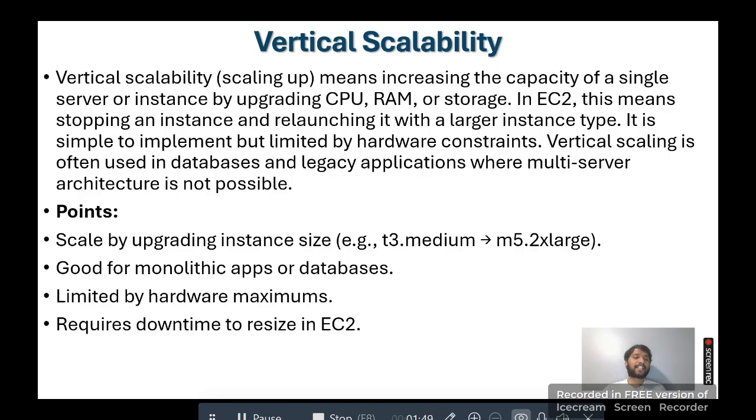Points: scales by upgrading instance size. Good for a monolithic app or database. Limited by hardware maximums. Requires downtime to resize in EC2.